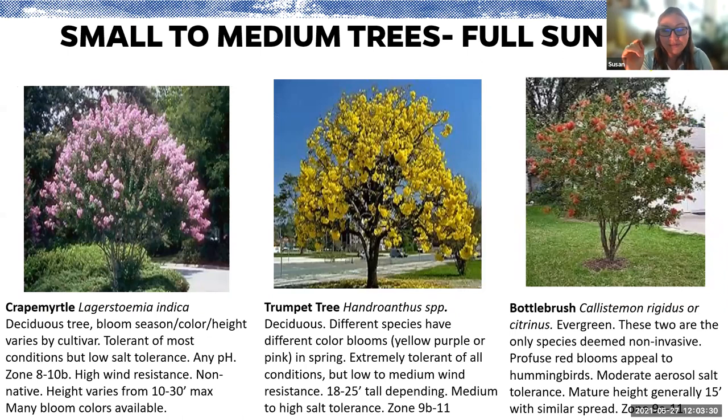Okay, small to medium trees for full sun. We're probably all familiar with the crepe myrtle, another deciduous tree. So that would be another good candidate for what we were talking about earlier, as far as planting it strategically to assist with heating and cooling. The same with the trumpet tree, also deciduous. Most of the really heavily flowering trees are going to be deciduous. Bottle brush is actually not, though. Bottle brush is evergreen, and there are only two species that are deemed non-invasive. So make sure that you go with one of the species that is not invasive. They have profuse red blooms and are very appealing to hummingbirds. And they generally get to be about 15 feet high with about a 15-foot spread as well.